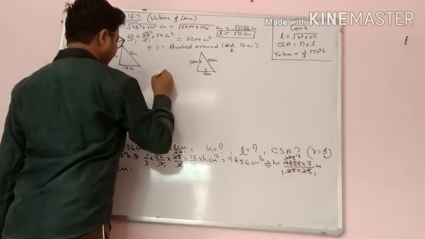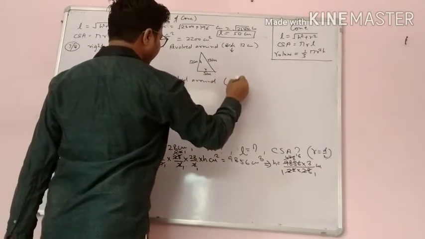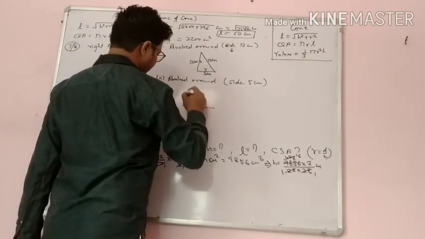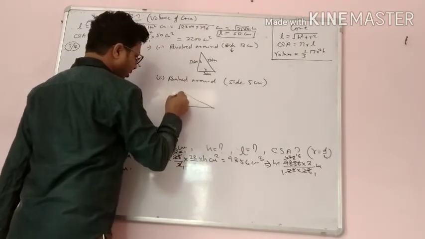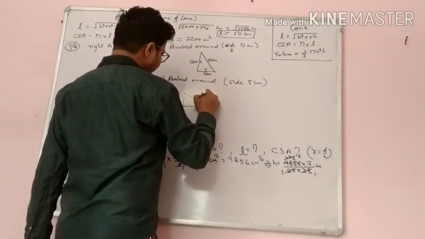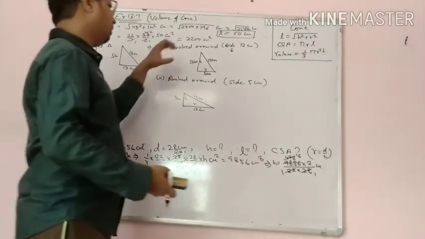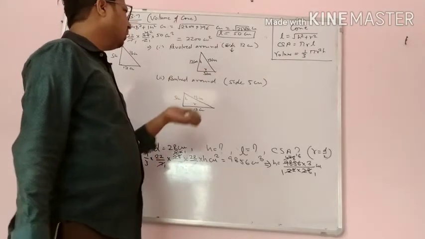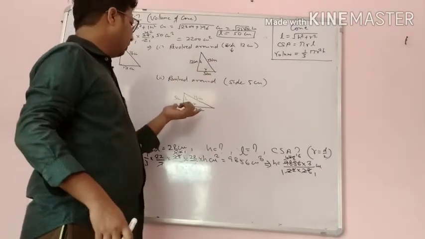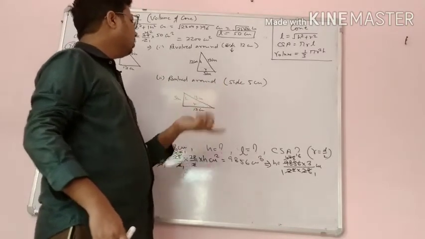When I take the second case, that is revolved around side 5 centimeter, in that case the height will be 5, the radius will be 12 centimeter, and the slant height will remain the same, 13 centimeter only. Two cases are there. The side around which we revolve becomes the height, and the other side, other than the hypotenuse, is called the base radius.